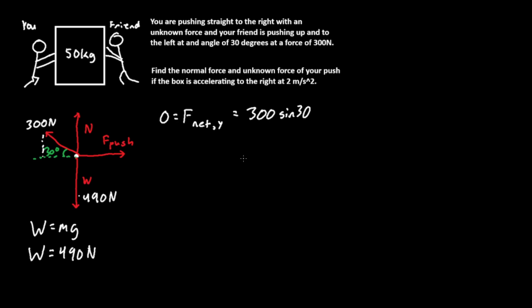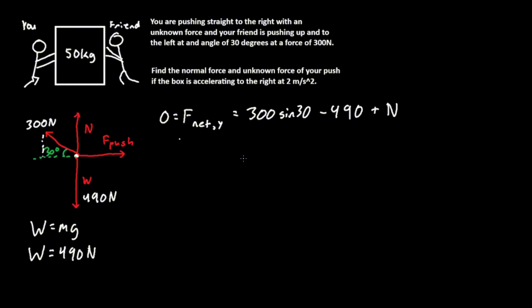And with the weight force, well, the weight force is going in the opposite direction. Notice how this force by your friend is pushing upward, so this has a positive orientation. But the weight force is going downward, so we want to subtract 490 rather than add 490. So the direction of the forces matters. Now your normal force is going upward, so we do plus N.